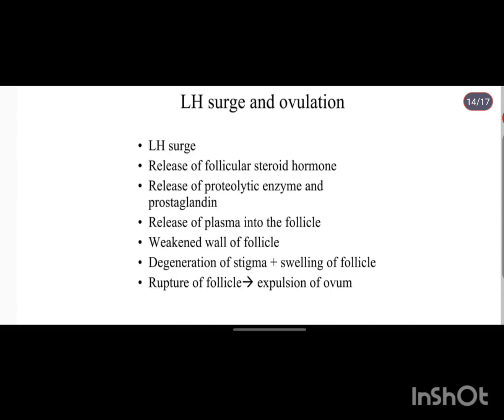Again, the important event of menstruation is the LH surge and ovulation. How exactly do the LH surge and ovulation occur? When the LH surge occurs, there is a release of follicular steroid hormone, which releases the proteolytic enzyme and the prostaglandin, which in turn act on the degeneration and swelling of the follicles, resulting in the rupture of the follicles and making the ovum get expelled out.